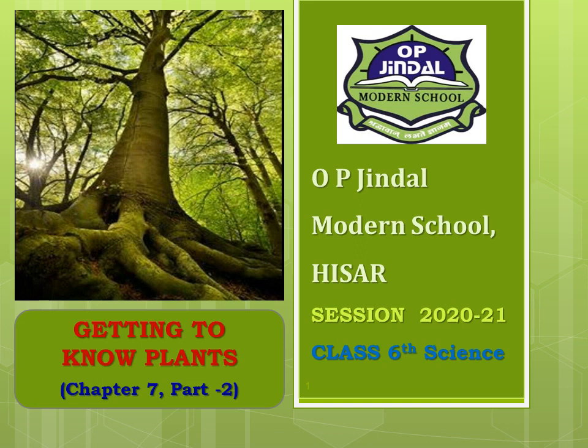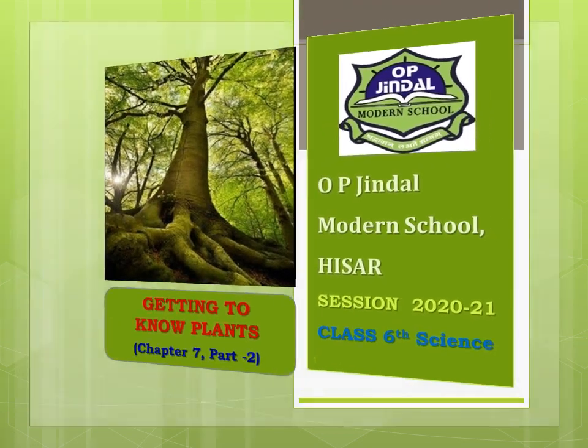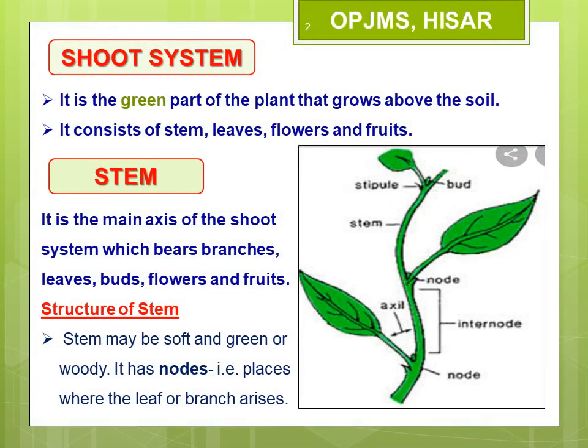Today we will study about the shoot system. The green part of the plant that grows above the soil is known as the shoot system. It consists of stem, leaves, flowers, and fruits. Today we will discuss about all these parts in detail. First of all, let us take up the stem.